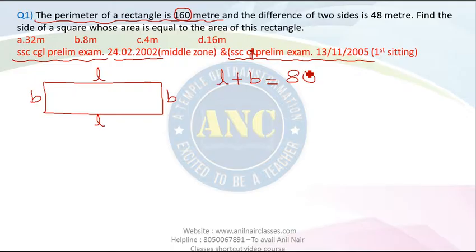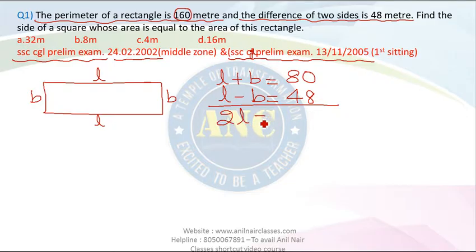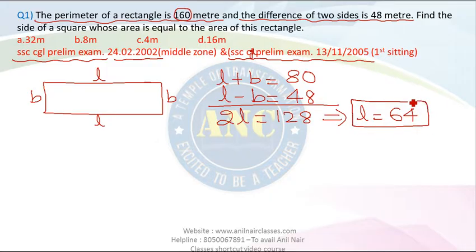Sorry, we don't know the values of L and B individually, but we know the sum of L and B, which is 80. And the question says the difference of the two sides is 48 meters. Sum is known to us as 80, difference is known to us as 48. If I simplify, this becomes 2L equal to 128. L will be 128 divided by 2, which is 64. If L is 64, B will be 64 plus which number is 80? 64 plus 16 is 80. That means the breadth of the rectangle is 16 meters.